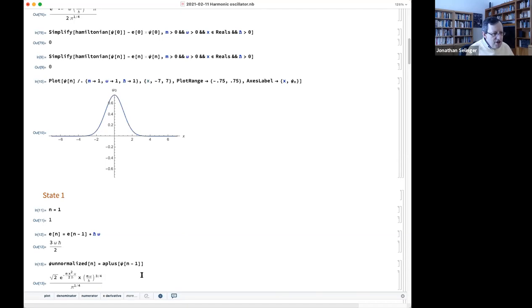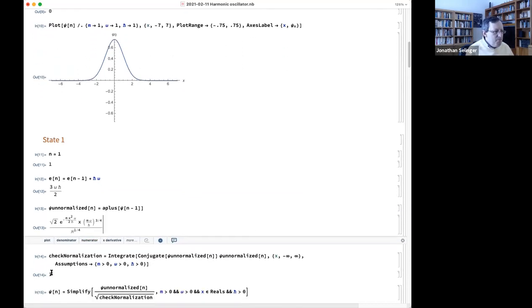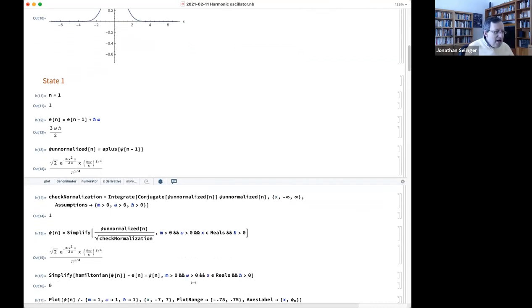Now for the constants, we really better make sure that this function is normalized. So let's check that. We take psi star times psi and integrate that from minus infinity to infinity. Oh, that makes 1. Good luck, it's already normalized. But still, I'm just copying and pasting my code, so I'm dividing by the square root of 1, not that it matters. So the normalized wave function is this thing.